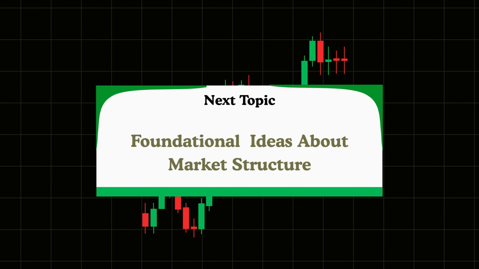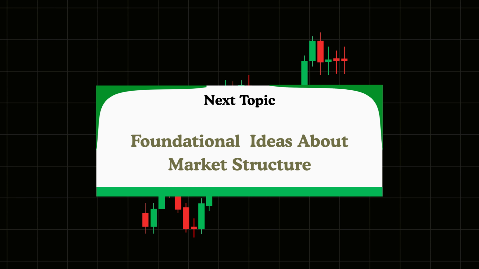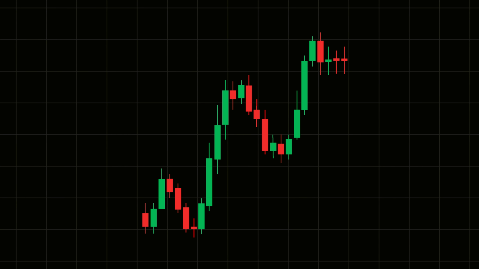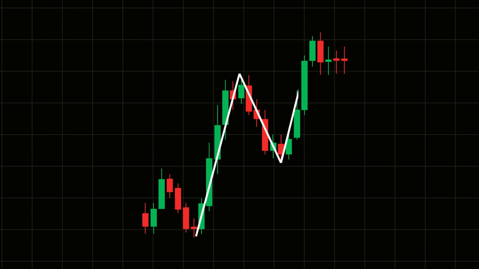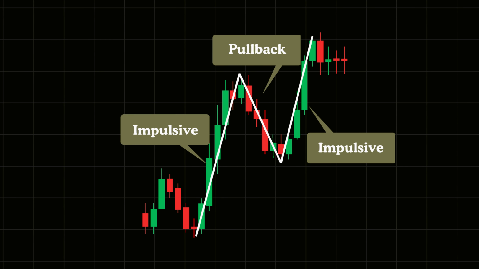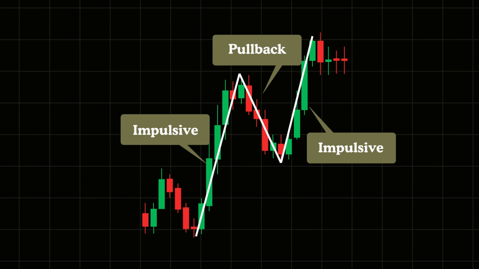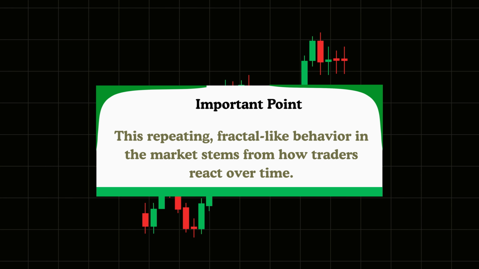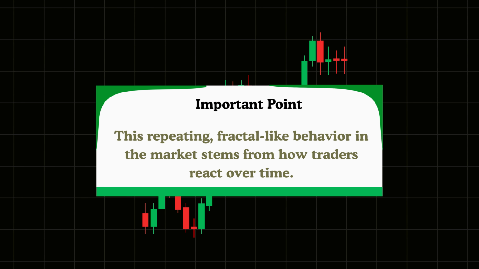Let's begin by covering some foundational ideas about market structure. No matter if you're trading forex, crypto, stocks, or any other asset class, you'll observe that prices typically move in a series of impulses followed by corrections. This repeating, fractal-like behavior in the market stems from how traders react over time.